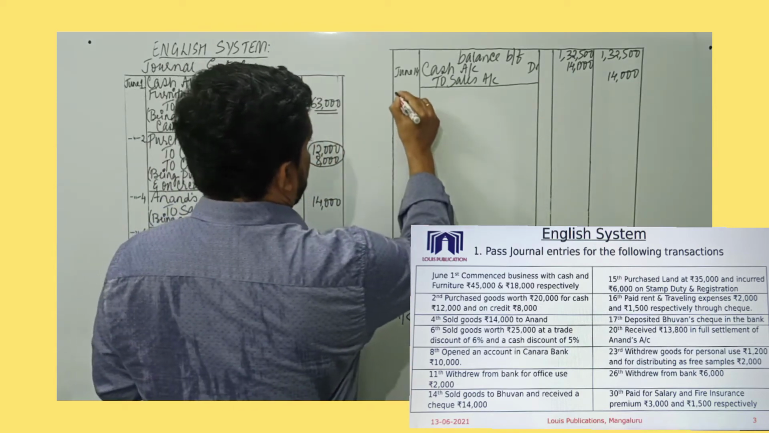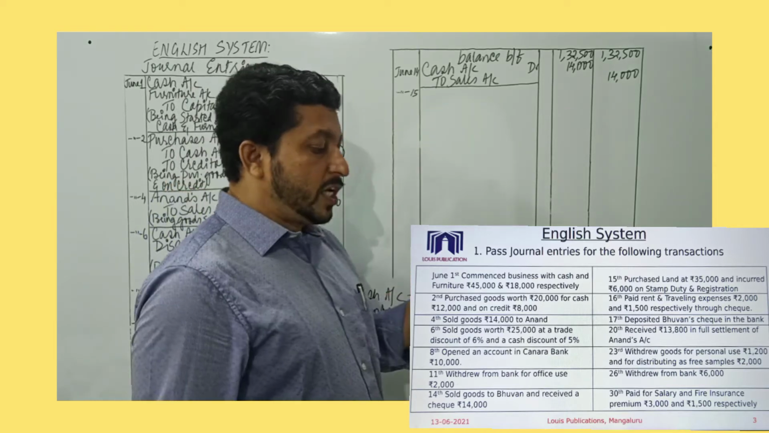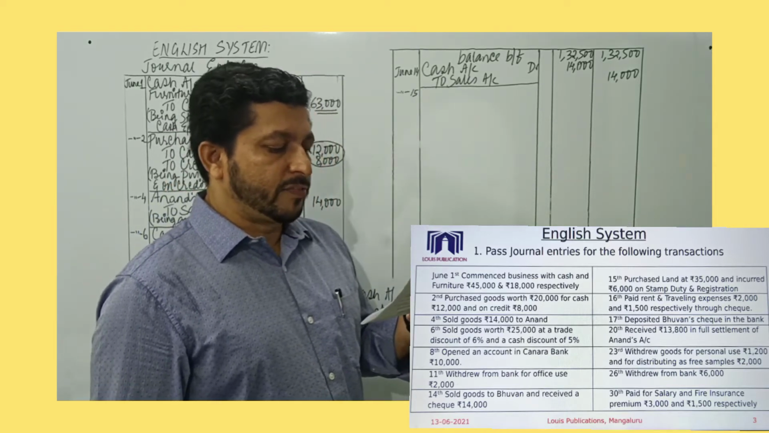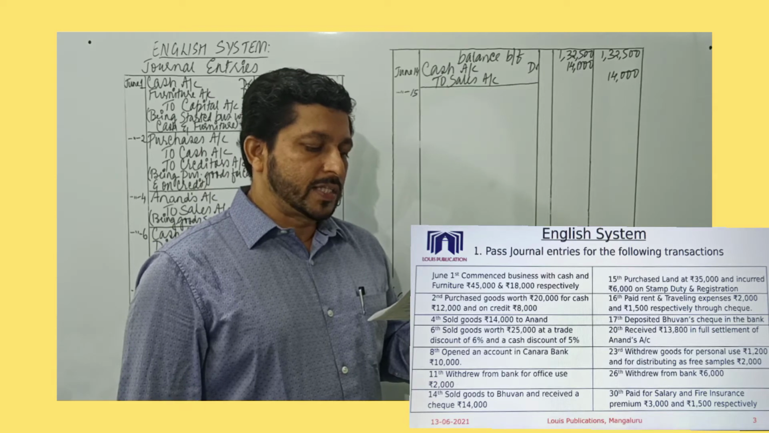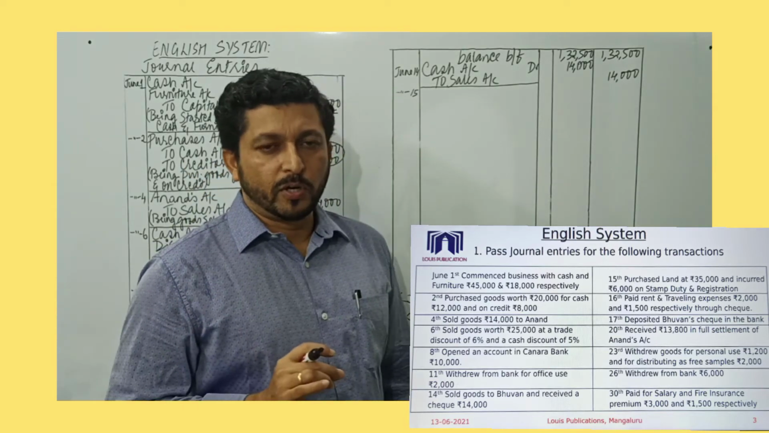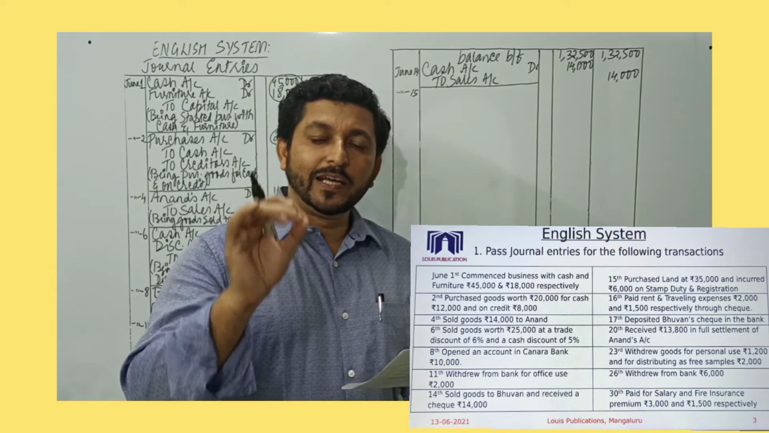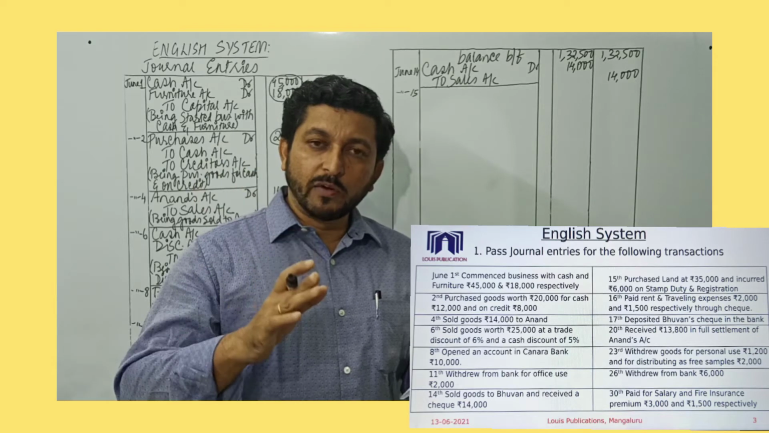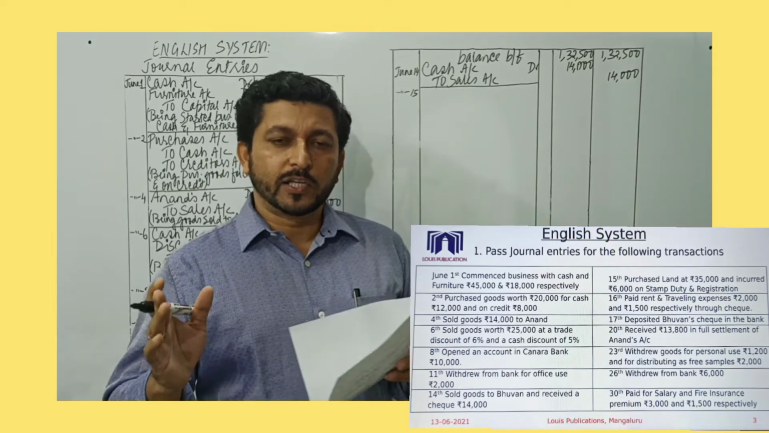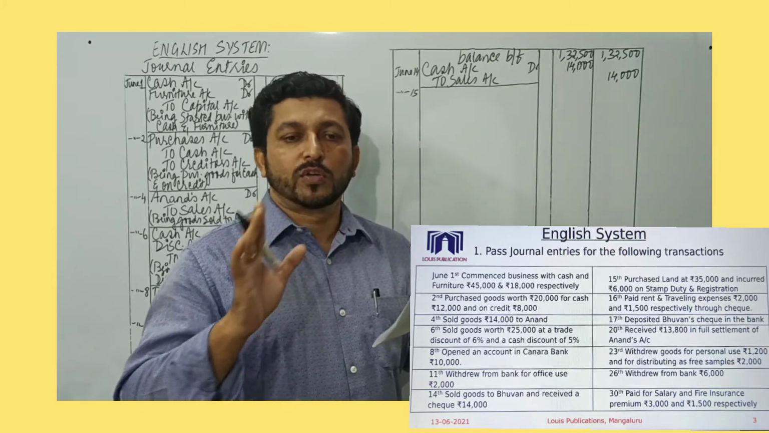Let's move to transaction dated 15th now. Purchased land at 35,000 and incurred 6,000 on stamp duty and registration. Another very, very important point. When you are purchasing an asset, land is an asset, whatever expenses are connected in connection with the purchase of that asset will be added to the cost of the asset.